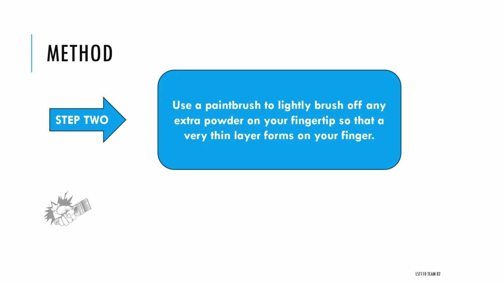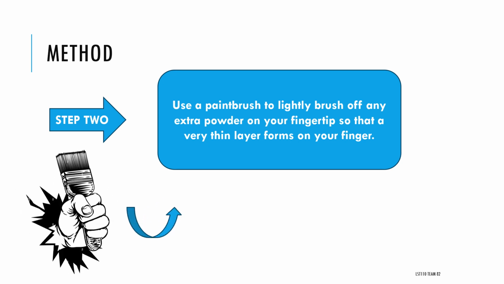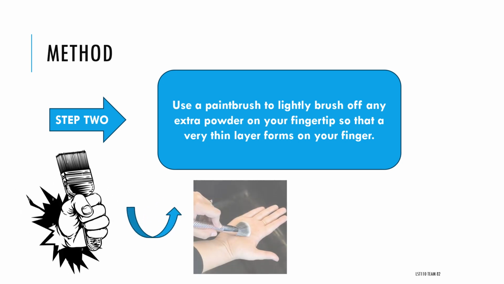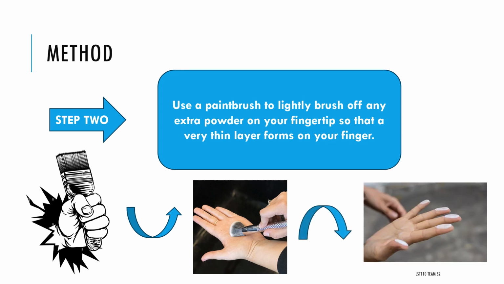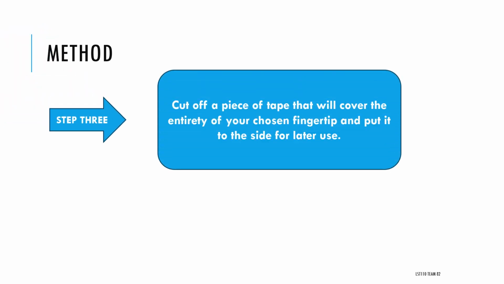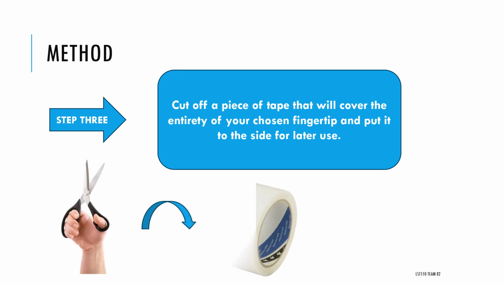Step 2. Use a paintbrush to lightly brush off any extra powder on your fingertip so that a very thin layer forms on your finger. Step 3. Cut off a piece of tape that will cover the entirety of your chosen fingertip and put it to the side for later use.